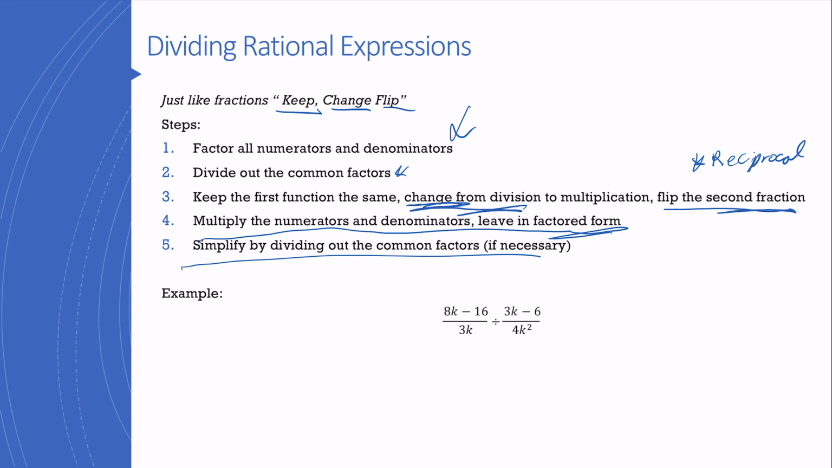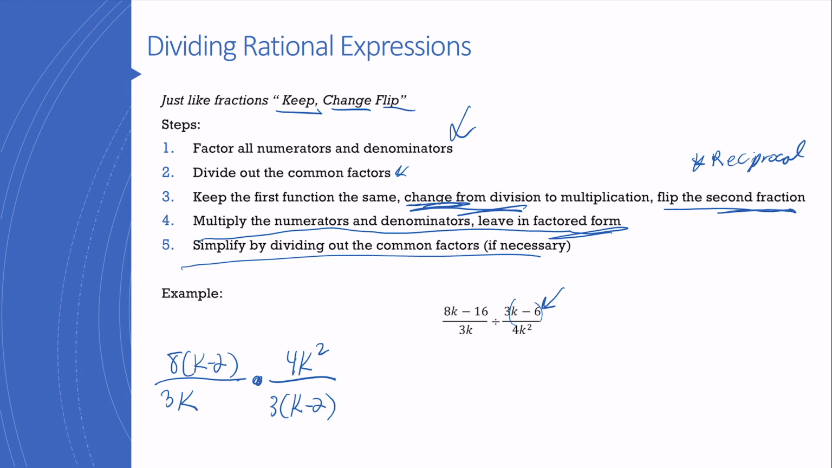So here I have 8k minus 16 over 3k divided by 3k minus 6 over 4k squared. So let's factor everything. I've got 8 times k minus 2 over 3k times, we're going to go ahead and flip this and factor out a 3. So I'd have 3 times k minus 2 in my denominator and 4k squared in my numerator.